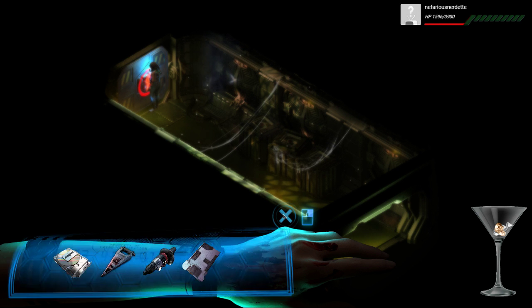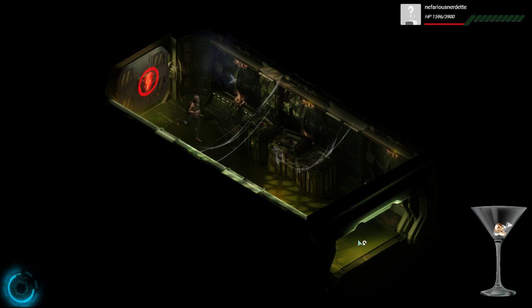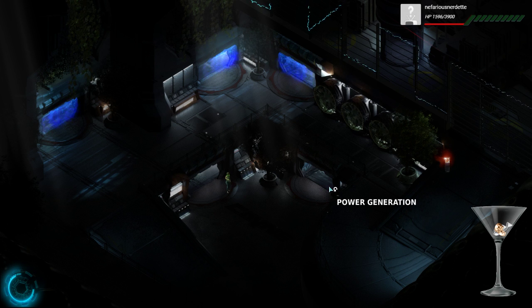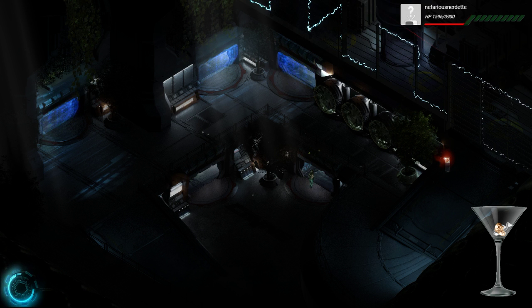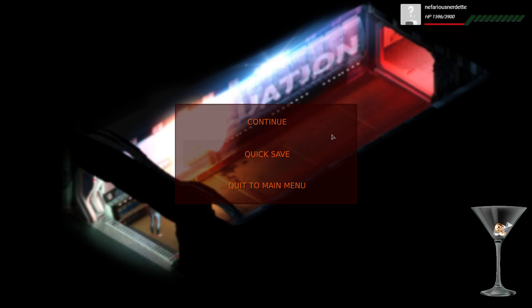Some sort of circuit. Yeah, okay, you know what? My next thought is that circuit breaker up in the other room. Up in here. Also, probably we've actually progressed, mostly thanks to a walkthrough, but let's save.